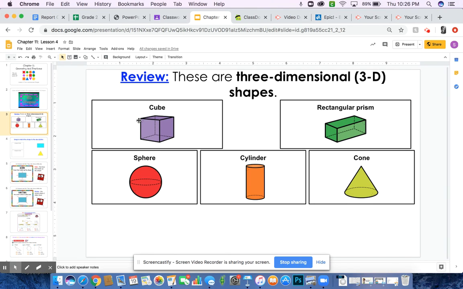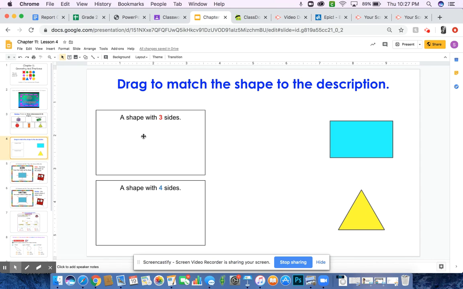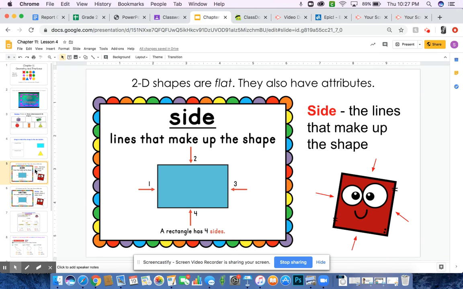The next slide is a review of three-dimensional shapes, or 3D. So you learned about the cube, the rectangular prism, the sphere, the cylinder, and the cone, and we're now moving on to 2D shapes. The next slide is just the intro to 2D shapes. So you're looking for the shape with 3 sides and the shape with 4 sides, and you have to drag them to the correct box based on their description.